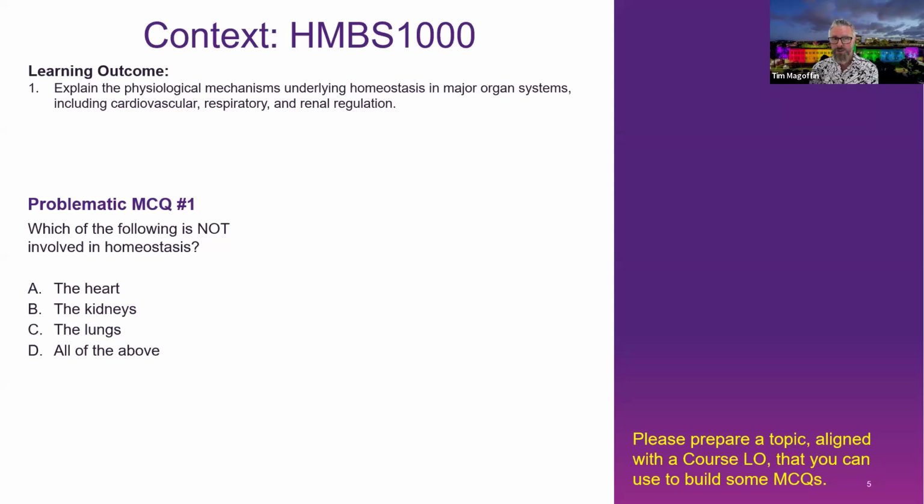The multiple choice question is, which of the following is not involved in homeostasis? A, the heart, B, the kidneys, C, the lungs, or D, all of the above. This is massively a problematic question. There are a number of reasons why, but please type in the chat if you can identify what might be wrong with this MCQ, or if you'd like to, please use the Zoom raise hand tool. And when you raise your hand, then I can nominate you to verbally give an answer if you'd like.